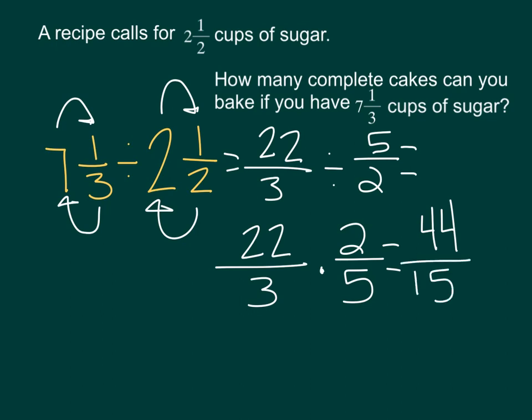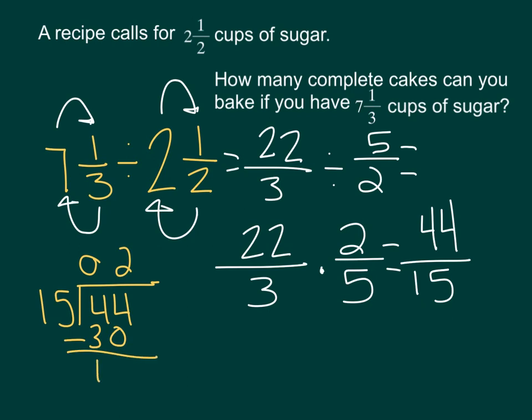Our last step is to do our division, to change it into a mixed number. 44 divided by 15. 15 doesn't go into 4. 15 will fit into 44 two times. 2 times 15 is 30. We'd subtract and be left with 14 as a remainder. Our whole number will be 2. Our numerator will be 14, and we keep our denominator at 15. We cannot simplify, so this is our final answer.